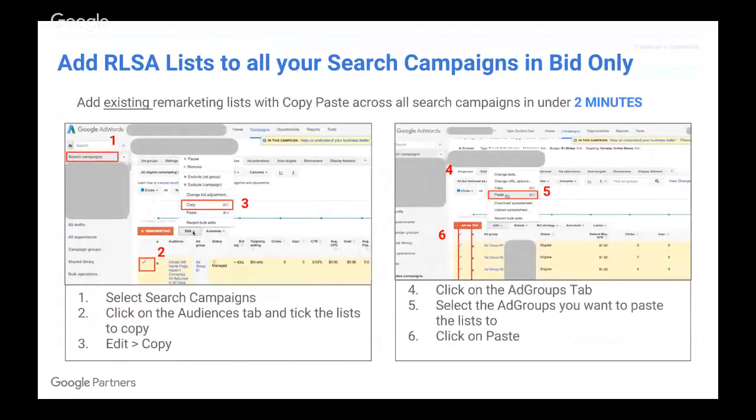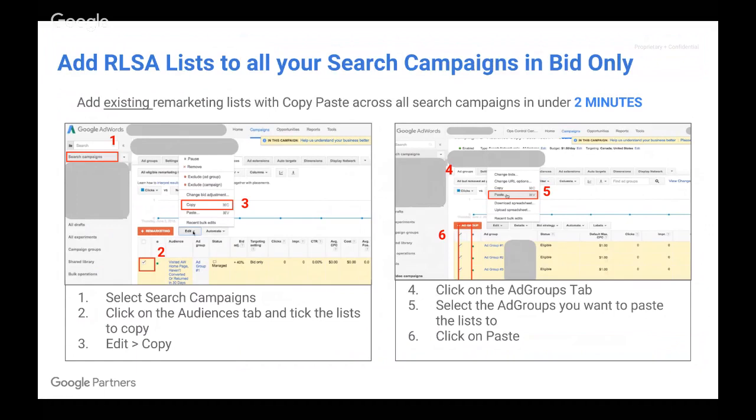So we have a couple of tools to make it easy for you to add RLSA to all your ad groups. Really make sure that RLSA is treated like keywords. When you're setting up a search campaign, you add keywords, you add ad groups, you add ads. Make sure that you remember to add RLSA immediately. It gives you really good reporting from the beginning, and it's part of the basic setup. How can you do that in a really quick way?